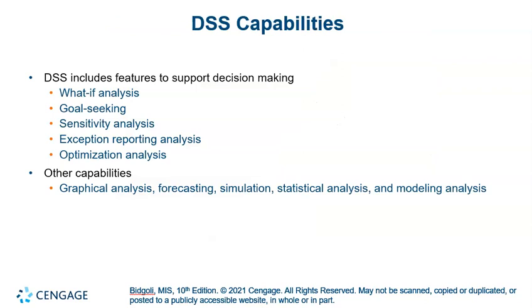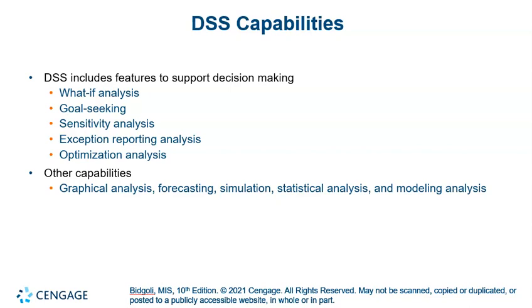DSS includes the following types of features to support decision making. What-if analysis. This shows the effect of a change on one variable. So if labor costs increase by 4%, how does that affect the final cost of a particular product? Goal seeking. This is the reverse of what-if analysis. It asks what can be done to achieve a particular goal. Sensitivity analysis. This enables one to apply different variables, such as the maximum price that we might pay for raw materials and still make a profit.